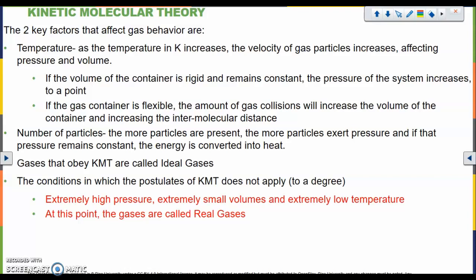And the other thing is, because they're so far away from each other, obviously there are no intermolecular forces, meaning no attractive or repulsive forces in play. So there's no ion-dipole, dipole-dipole, none of those interactions that you have previously learned in intermolecular forces.